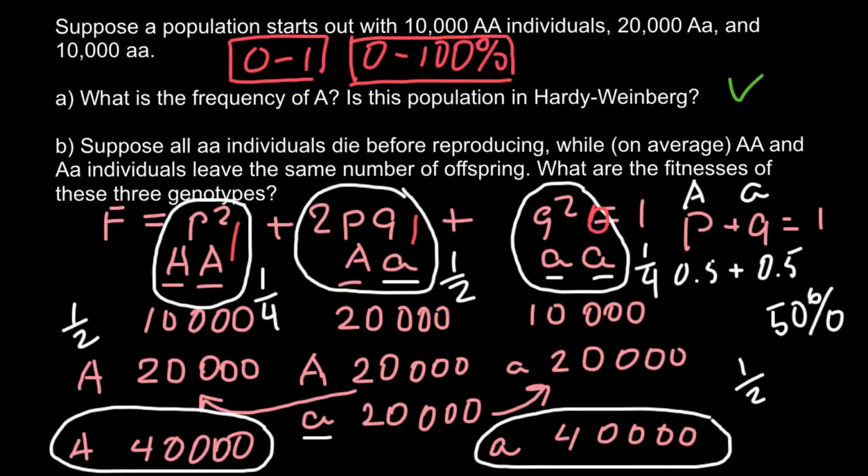For example, if 50% of this genotype would survive to reproductive age, we would say that fitness would be 1/2 or 0.5. If 30% would survive, we would say 0.3 is the fitness. And if 90% would survive, we would say that fitness is 0.9. So as you see, this is the easiest question.